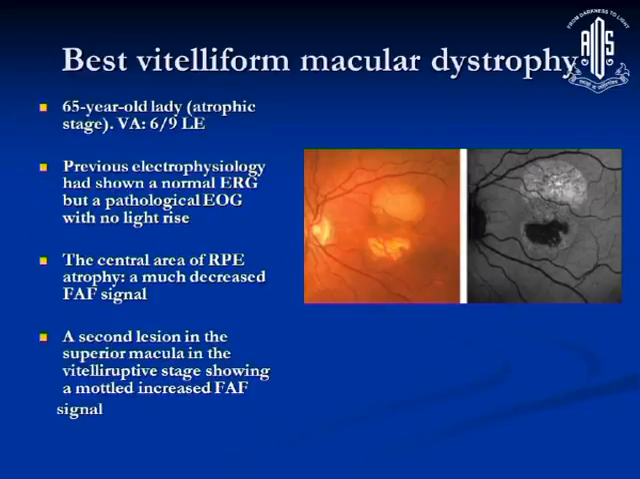A 65-year-old lady, previous electrophysiology has shown a normal ERG with a pathological EOG with no light rise. The central area of RPE atrophy is shown by the markedly decreased FAF signal, and a second lesion at the superior macula in the vitelliruptive stage shows a mottled increased autofluorescence signal.